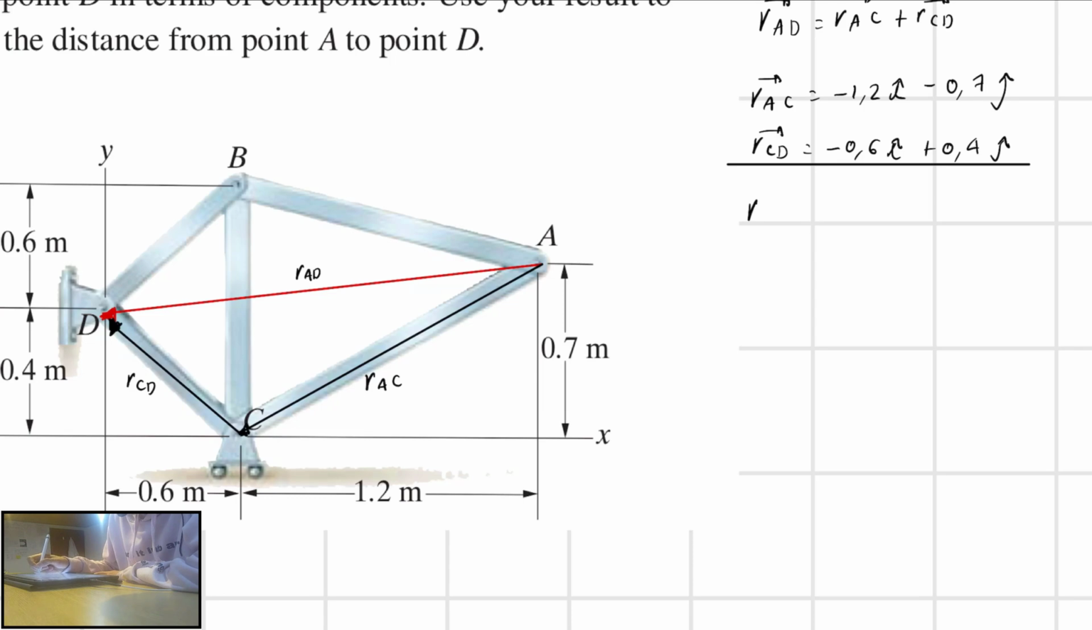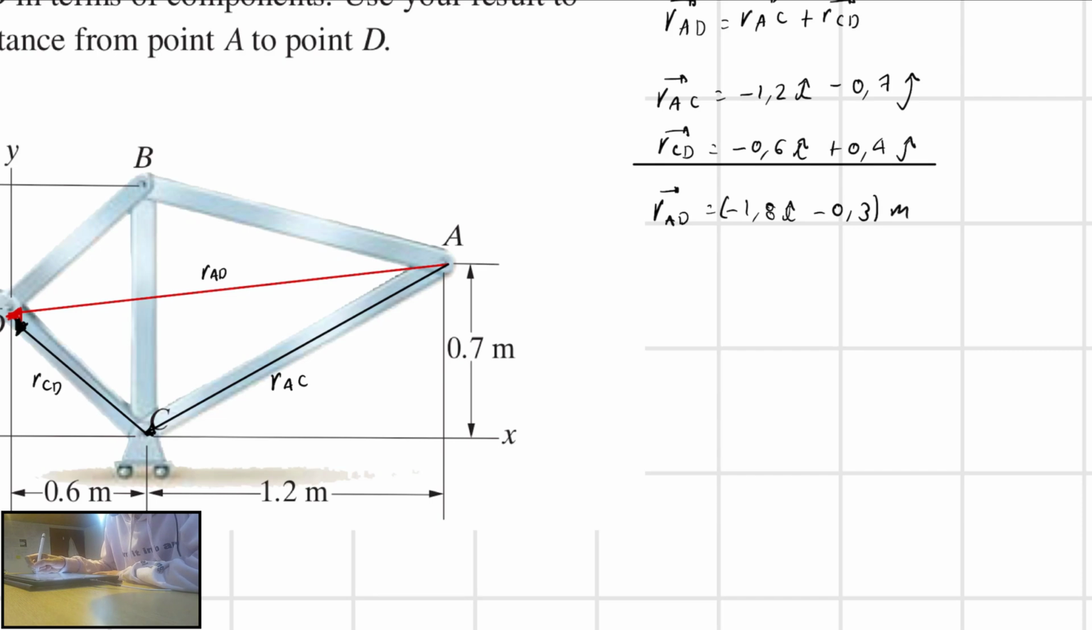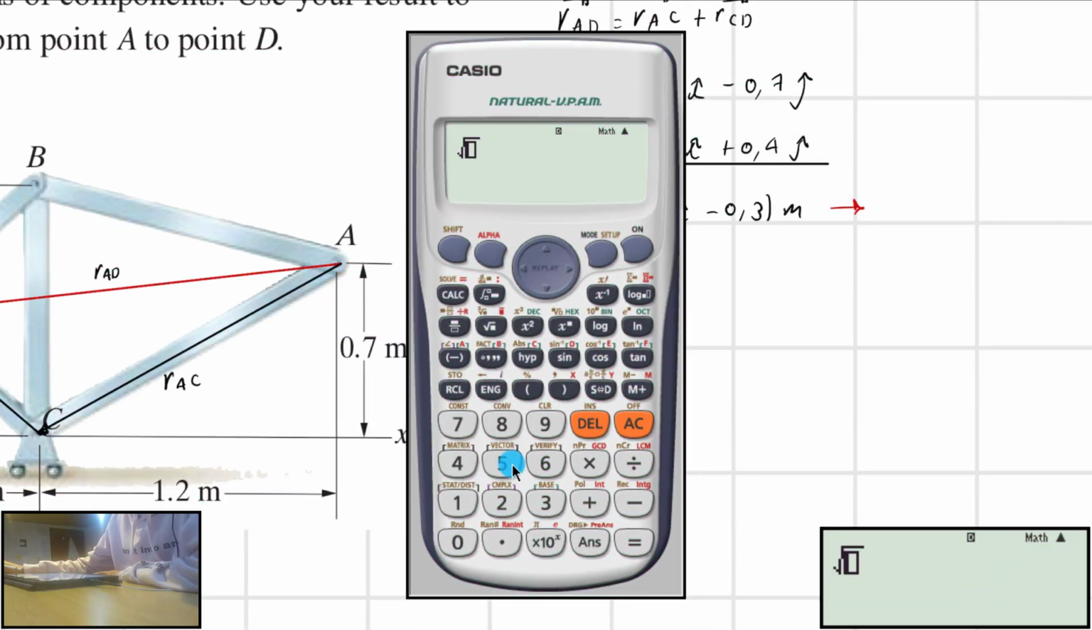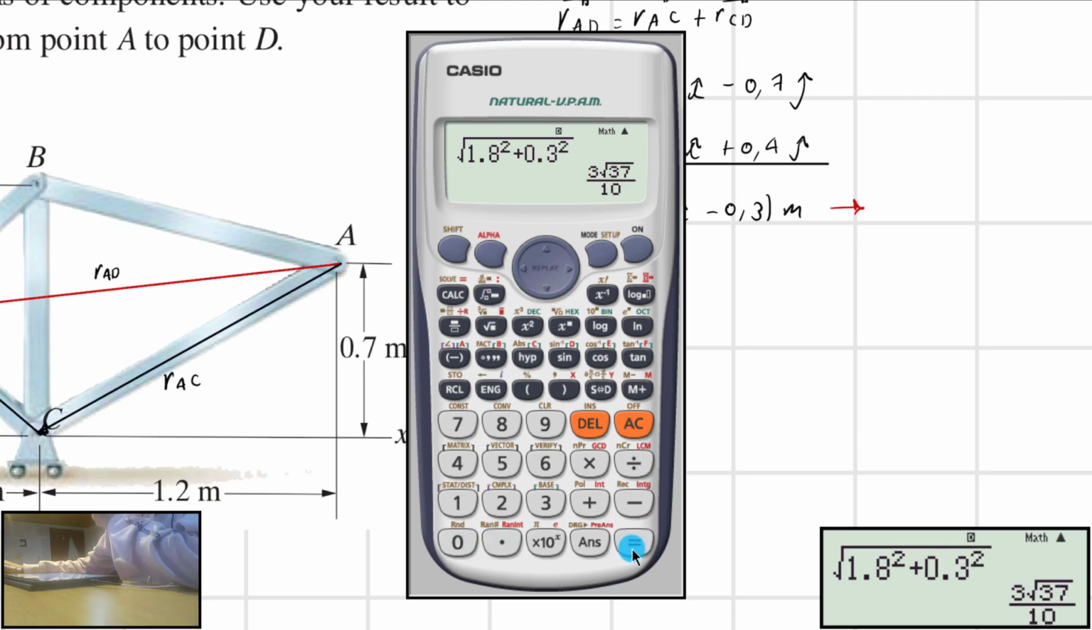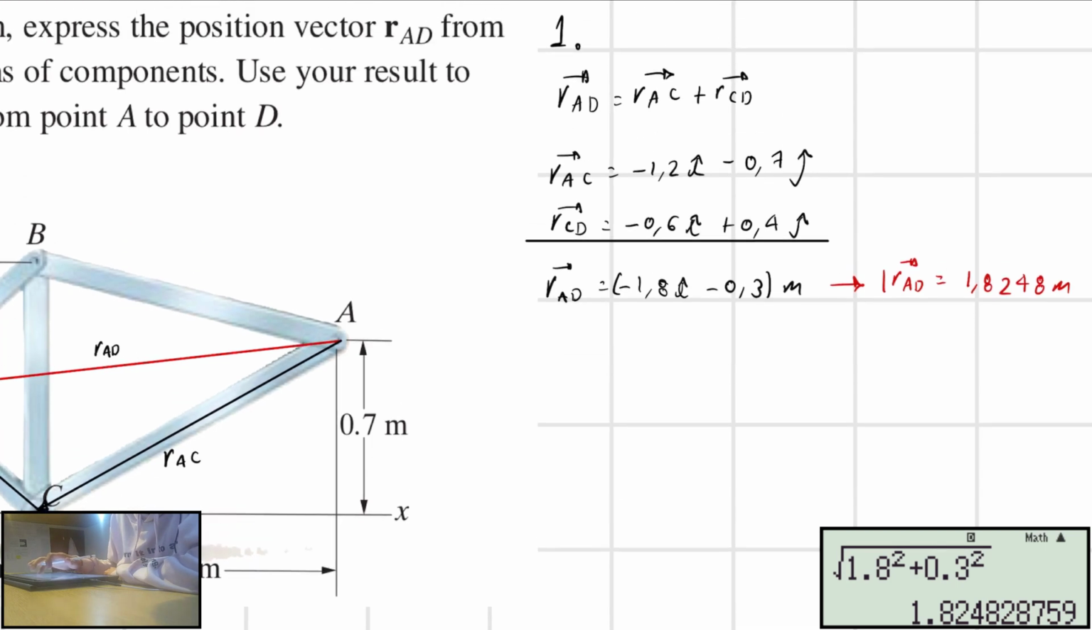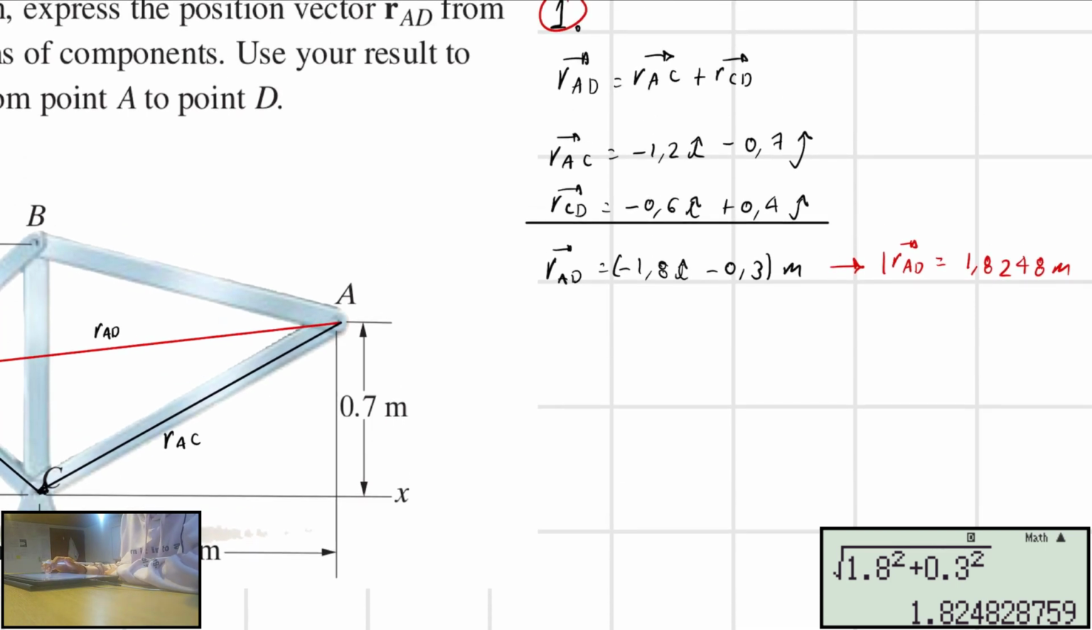Now, the vector RAD is going to be equal to minus 1.8 I minus 0.3 J, in meters. Hence, the magnitude is going to be the square root of 1.8 squared plus 0.3 squared. The magnitude of the vector RAD is equal to 1.8248 meters. And right here we have the first way for us to find the result.